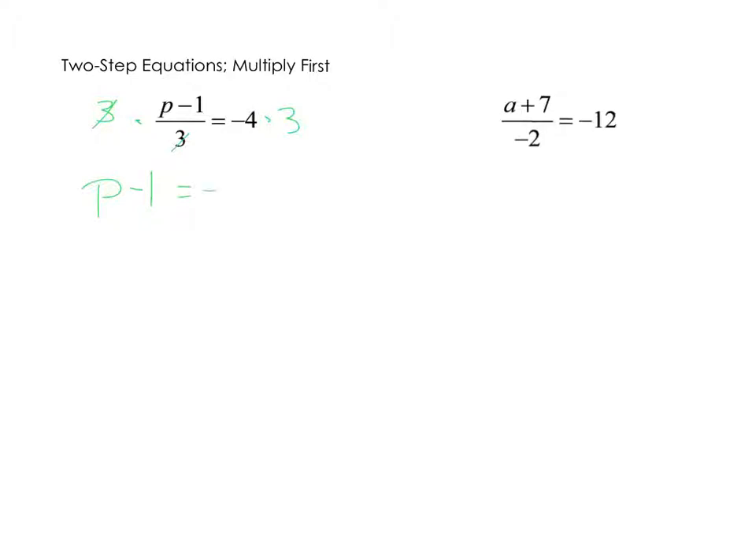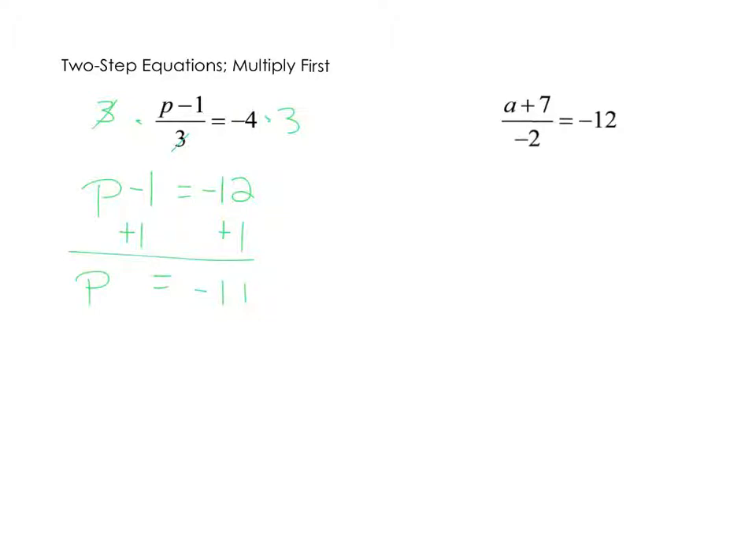Negative 4 times 3 is negative 12. Now it's just a one-step equation. It's p minus 1. So I'm going to add 1 to both sides, and I get p equals negative 11. Done, right? Remember, you can always plug that back in and check your work. If I were to put negative 11 here, negative 11 minus 1 is negative 12. Negative 12 divided by 3 is negative 4.